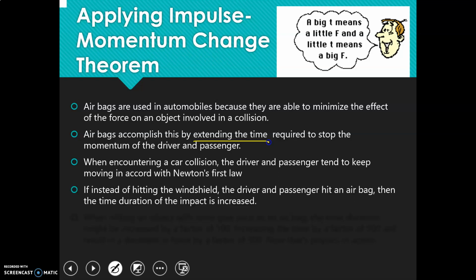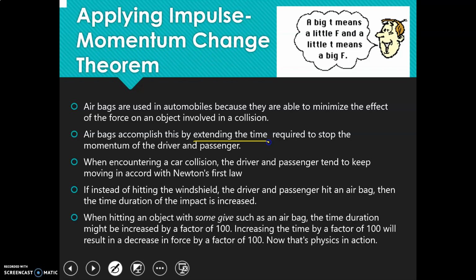So instead of hitting the windshield, the driver and passenger hit the airbag, then the time duration of the impact is increased. So maybe it takes 30 seconds to move into the windshield instead of 1 second. When hitting an object with some give, such as an airbag, the time duration might be increased by a factor of 100. Increasing the time by a factor of 100 will result in a decrease in the force by a factor of 100. So, 100 newtons less of force applied to your face if you can increase the time by 100 seconds.